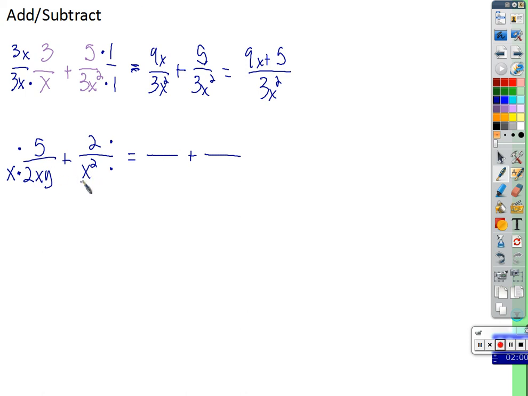And what do we multiply this by? 2y. So now we'll have 2 times x squared times y, and then we'll have 2 times x squared times y. This by x, this by 2y. We get 5x over 2x squared y plus 4y over 2x squared y. Now the denominators are the same. We're adding them, so we have 5x plus 4y, that's it, over 2x squared y.